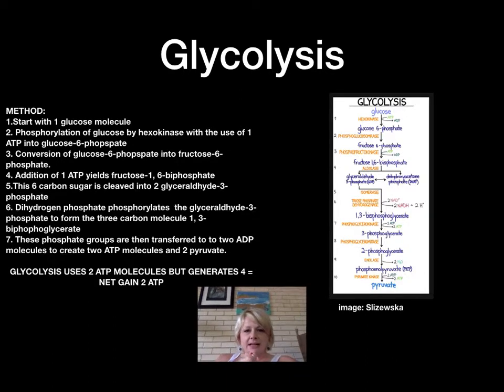Glycolysis is the process of turning a glucose molecule into two pyruvate molecules and a net gain of 2 ATP.